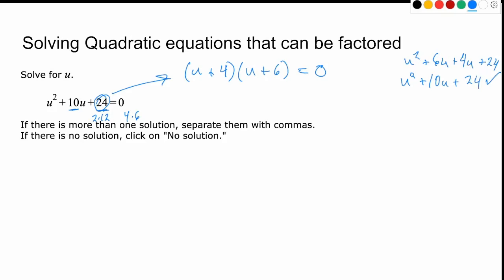Now the thing we're doing here is we're taking advantage that if you have two numbers, and these are our two numbers, when your two numbers multiply to give you 0, one of them has to be 0, or both could be 0. So u plus 4 could be 0. u plus 6 could be 0. Now, they don't have to be 0 at the same time, but as long as one of them is 0, when you multiply them, you're going to get 0, right? And so now we solve it.